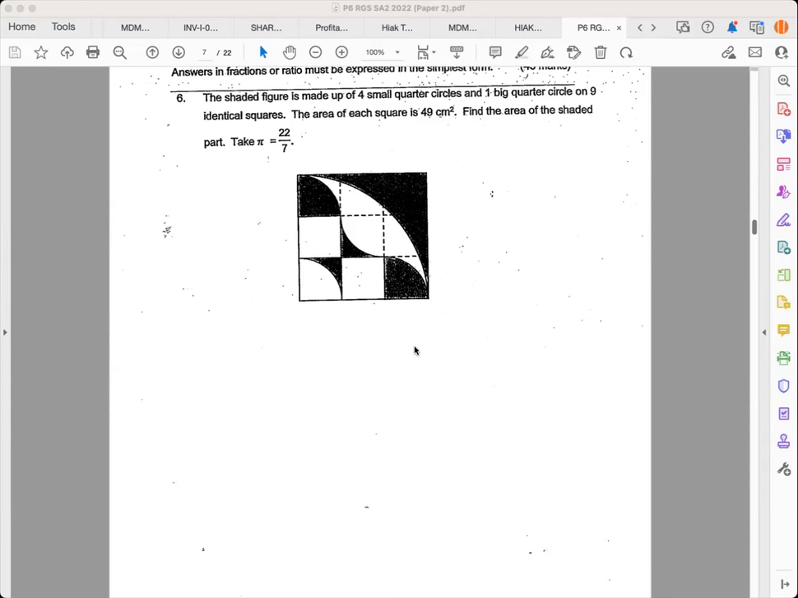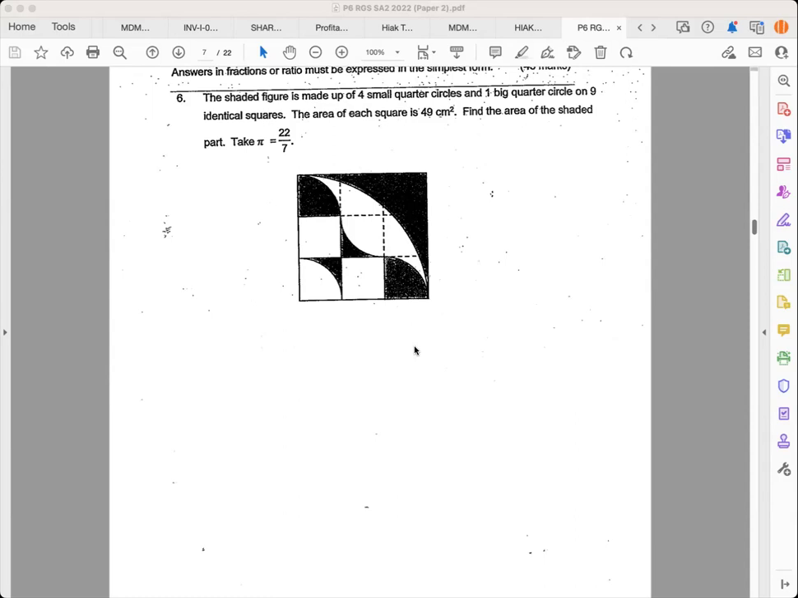The figure is made up of 4 small quarter circles and 1 big quarter circle on 9 identical squares. The area of each square is 49. Find the area of the shaded part.